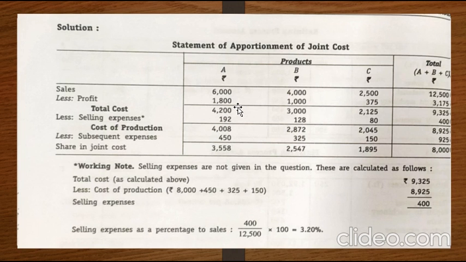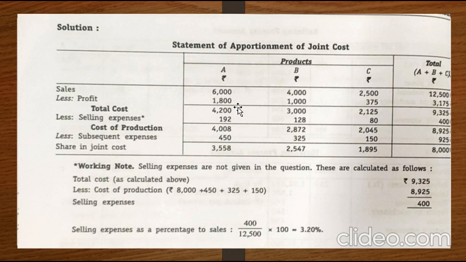So, statement of apportionment of joint cost. For joint cost, the most familiar method we use is the reversible cost method, which is also called the net realizable method. Under this method, sales minus profit gives total cost. From the total cost you minus selling expense, and then we get cost of production. From cost of production you minus subsequent expenses, then you get share in joint expense. So it is a reverse method.